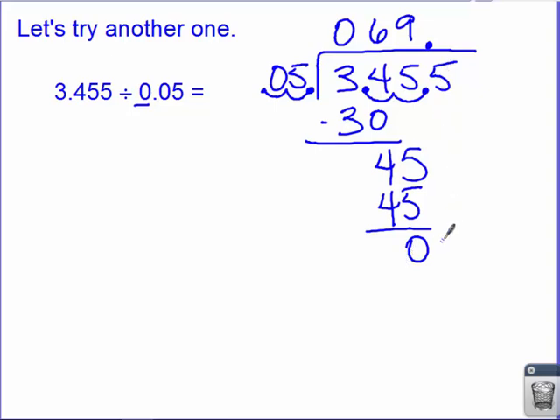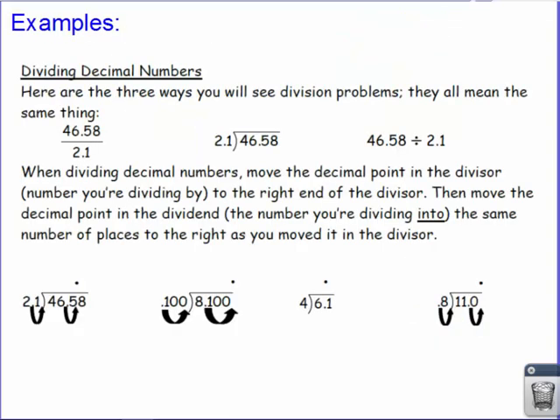Bring the 5 on down. Now that 5 is on the right of the decimal, so my value should be on the right of the decimal in my answer. So 5 goes into 5 how many times? 1 time. And we end up with 0 left over there. So 3.455 divided by 0.05 is equivalent to 69.1.